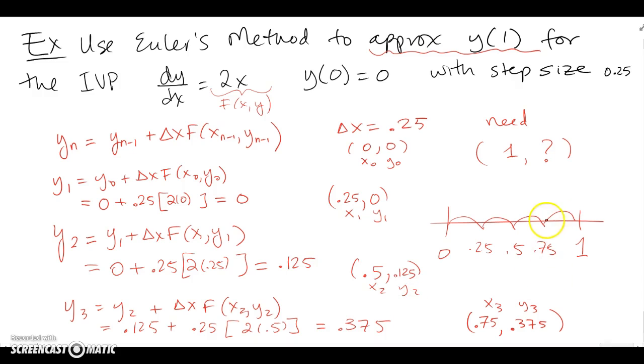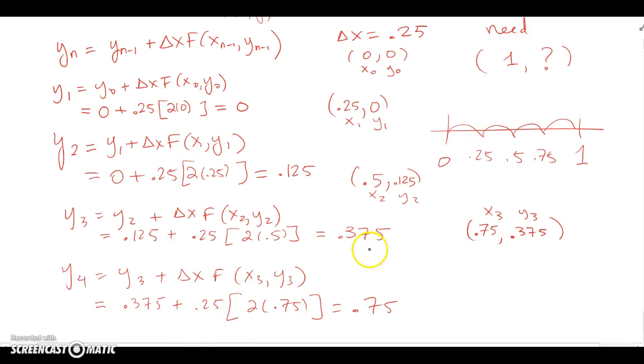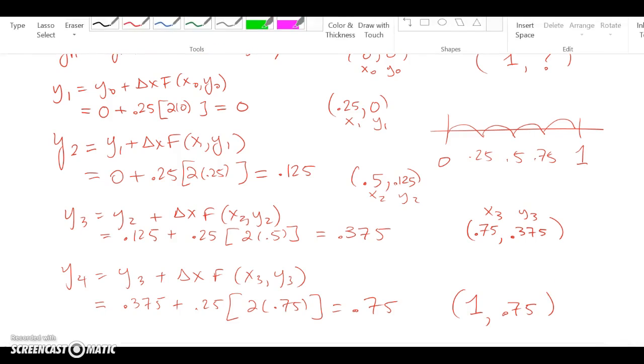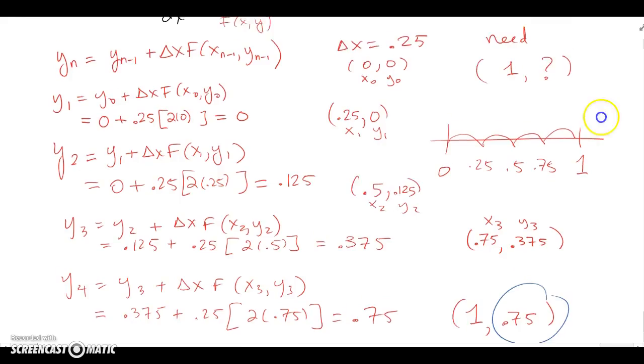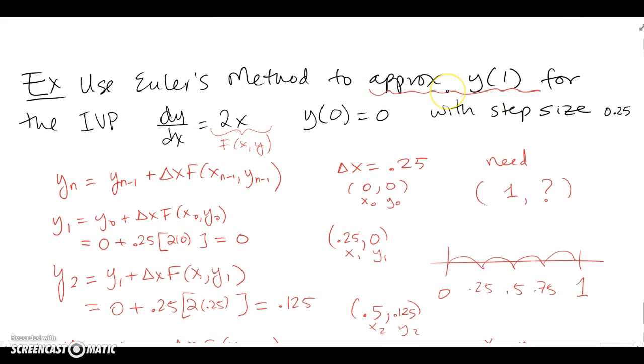One more step I have to take to get to approximating what I need. So I'm using x3 and y3 from before in Euler's method, and it spits out my last y value that I was interested in. And the x coordinate, if I've gone another 0.25, I'm finally at 1. So this is what I was in search of. I was supposed to approximate y of 1 using Euler's method.